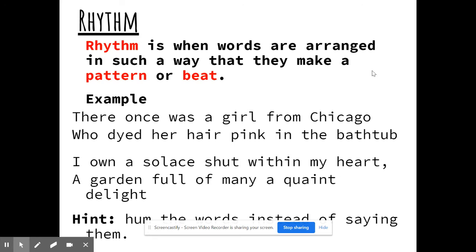Rhythm is when words are arranged in a way that they make a pattern or a beat. If you were in elementary music, you had those sticks that you would bang out the beat. But even if you weren't, you definitely at some point in your life have counted syllables. So there once was a girl from Chicago who dyed her hair pink in the bathtub. So sometimes if we hum the words, that helps us to decide what the rhythm is.